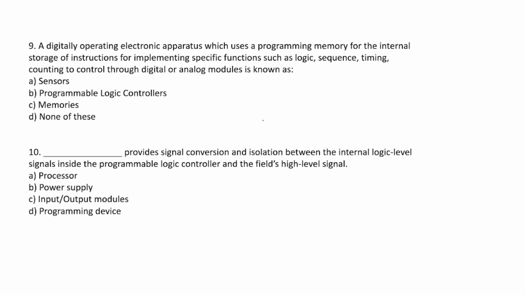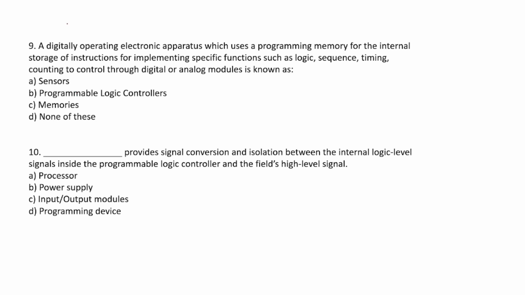The power supply provides the voltage needed to run the primary PLC components. The input modules provide signal conversion and isolation between the internal logic level signals inside the PLC. The processor provides intelligence to command the activities of the entire PLC system. The programming device is used to enter the desired program that will determine the sequence of operation and control of the process equipment or driven machine. Those are the basic components of PLCs.